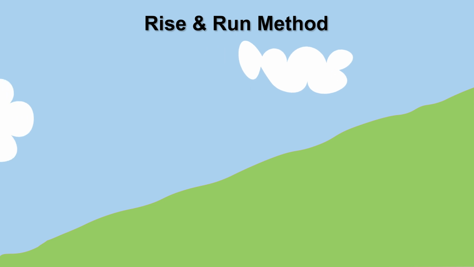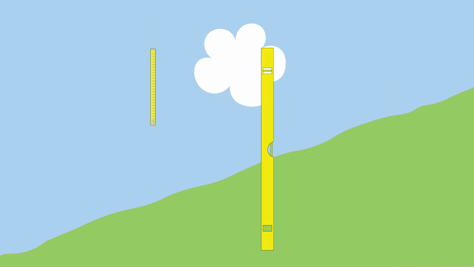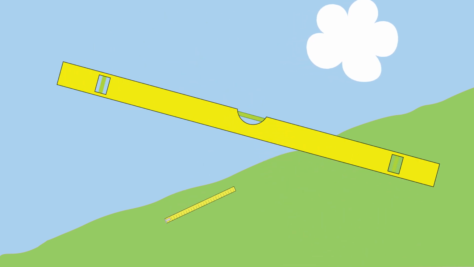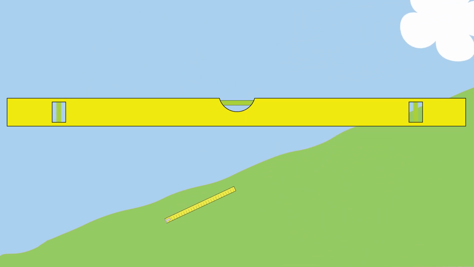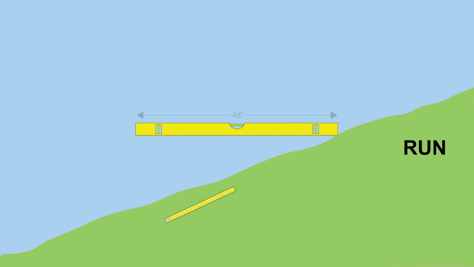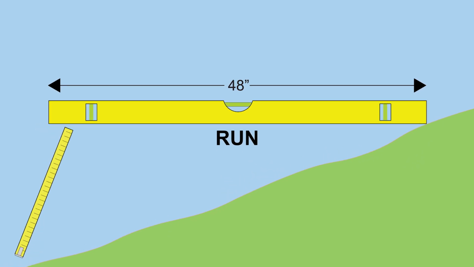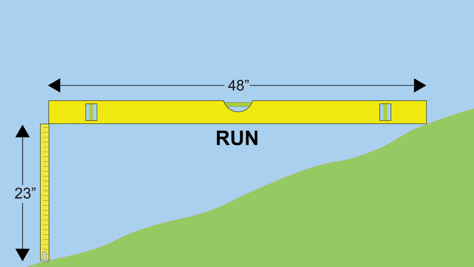Now let's explore the rise and run method. For this method, you'll need a 4-foot level and a tape measure. Using a longer level helps provide a more accurate average measurement. Place the level on the slope and adjust it to a level position. This is the run. Hold your tape measure as plumb, vertically straight as possible, and measure the distance from the bottom of the level to the slope.